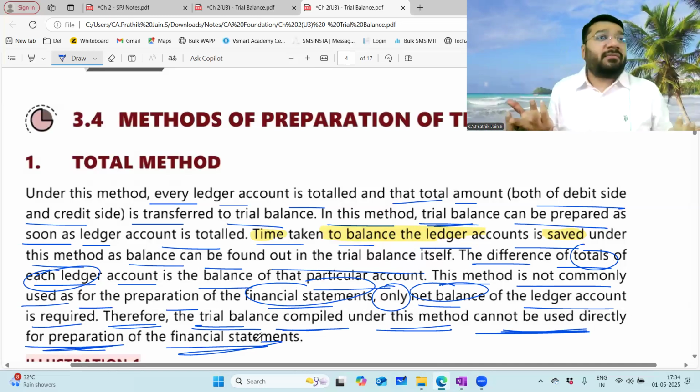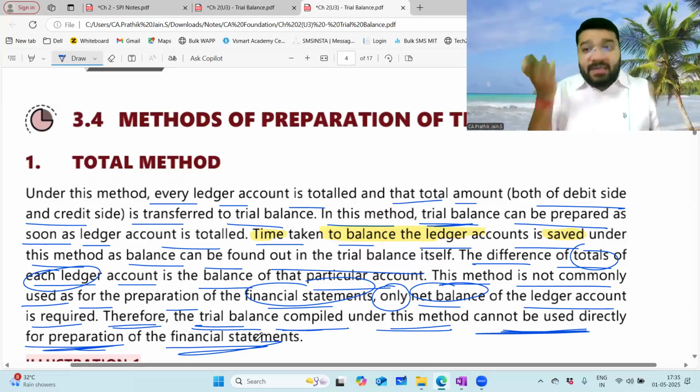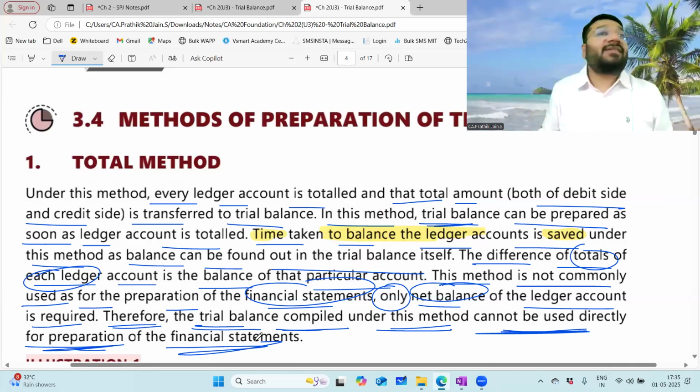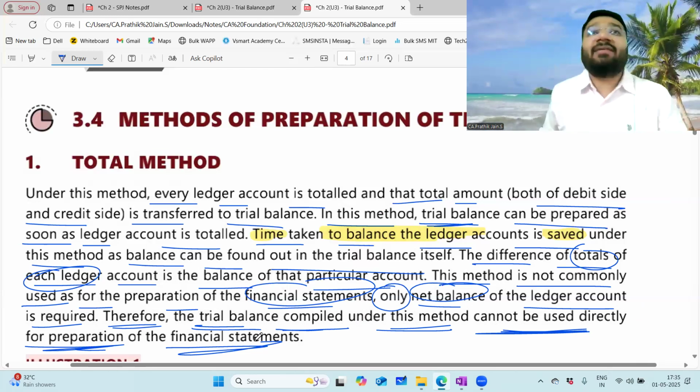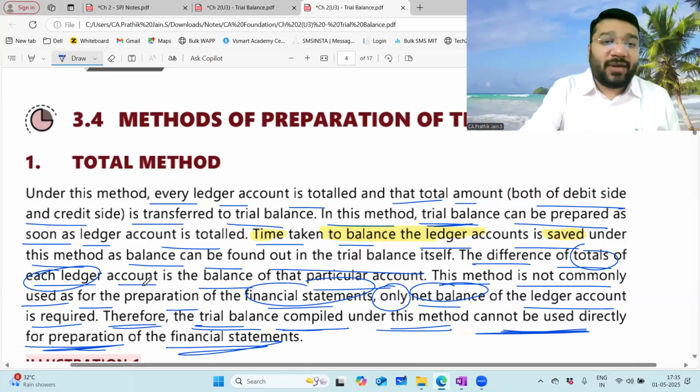So whenever I feel I'm bored, I don't have any time, I'm sitting jobless, I'm sitting useless, that time I'll take this trial balance and start preparing it. Otherwise, not required. Okay, not okay?